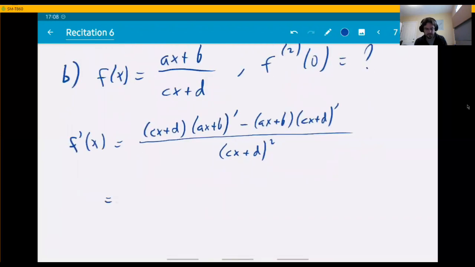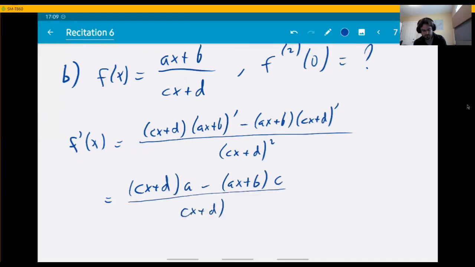You see that there is actually a cancellation that happens here when you take the primes. Derivative of ax plus b. Keep in mind that a and b are constants. So they're just like numbers, like 2x plus 5. When you differentiate this, only ax will have a derivative, and the derivative will be that constant, a. Similarly here, the derivative of cx plus d is c.